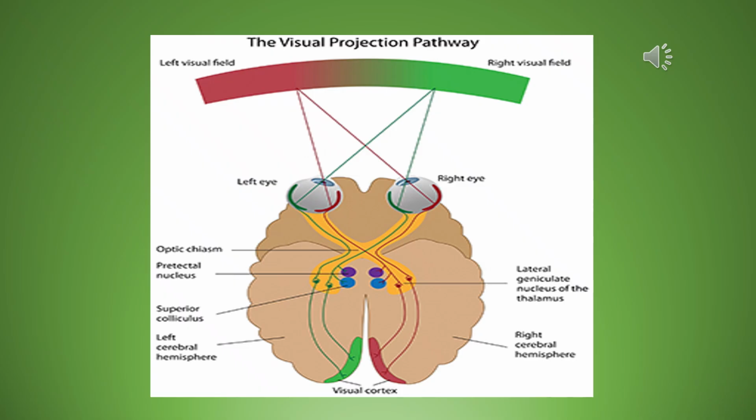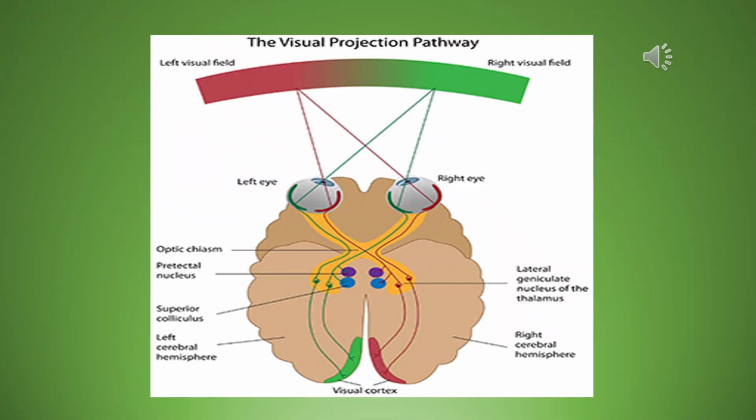So if you want to memorize the visual projection pathway, go rods and cones to the bipolar cells, to the ganglion cells. The axons of the ganglion cells are the optic nerves. The optic nerves cross at the optic chiasm. Posterior to that point, we call those the optic tracts. The optic tracts will make connections with the pretectal nucleus, the superior colliculus, and they will synapse in the lateral geniculate nucleus of the thalamus.